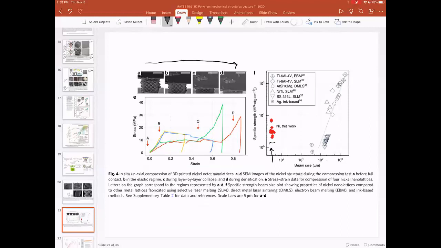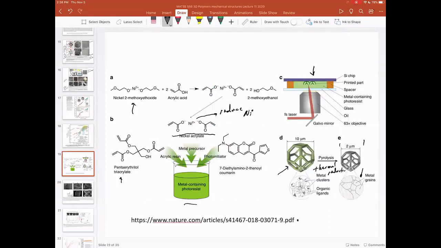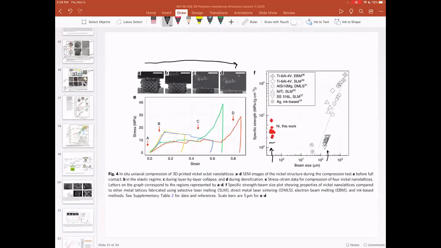ultra low beam size versus some of the conventional materials using electron beam melting or selective layer melting or some other metal processing. So compared to different types of metals or different ways to do this, they're showing some advantages in terms of the size of the tendons versus a specific strength. So whether or not those mechanical properties are important, that's up to the application, but this is a nice demonstration of customized SLA resins to do something really interesting.